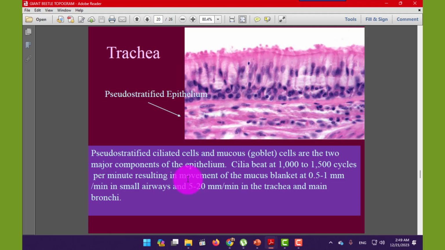Trachea, pseudostratified epithelium. Pseudostratified ciliated cells and the mucous goblet cells are the two major components of the epithelium. Cilia beat at 1000 to 1500 cycles per minute, resulting in movement of the mucous blanket at 0.5 to 1 millimeter per minute in a small airway and 5 to 20 millimeters per minute in the trachea and the main bronchi.